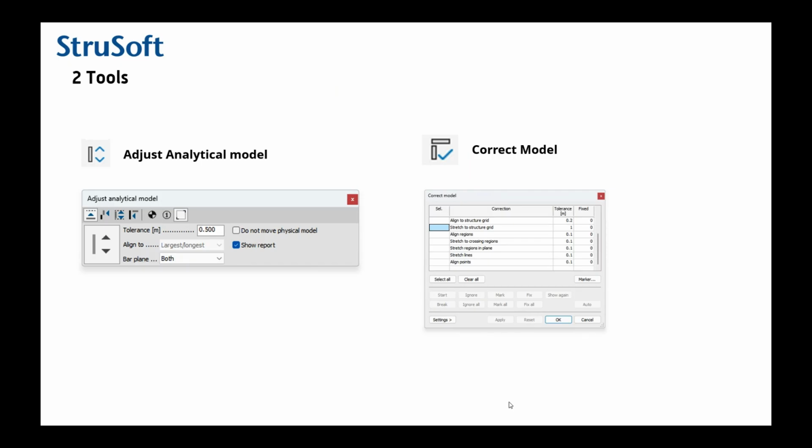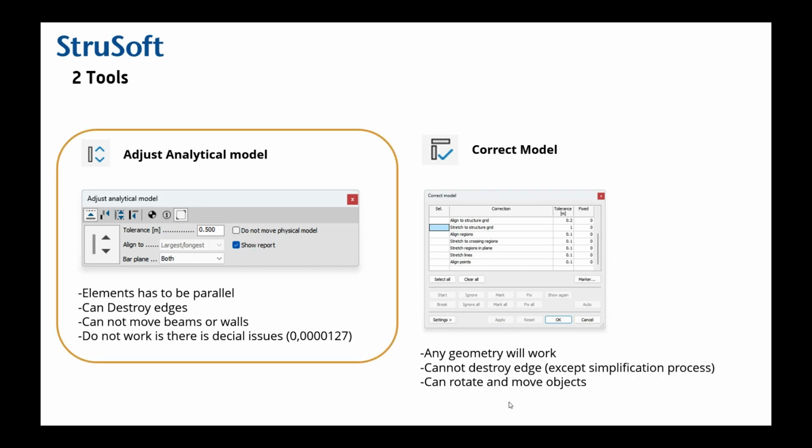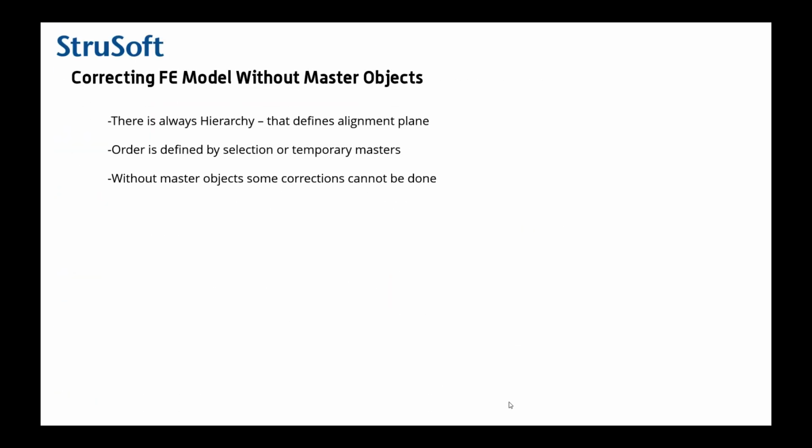So we have basically two buttons to fix building information models. The first is called adjust analytical model, and we look at that first. There are a few limitations. Elements have to be parallel, it cannot destroy edges, it cannot move the walls in the depth direction, and it cannot work if there are decimal or floating point issues, like small deviations from the accurate model. The second one, which we look at later, will also handle decimal issues and small deviations. But let's look first at the adjust analytical model, which will work for small models, and it's about correcting without any master objects.